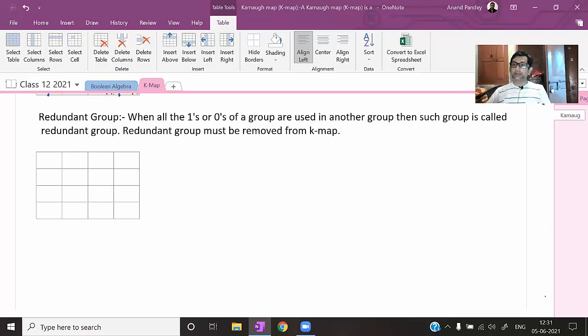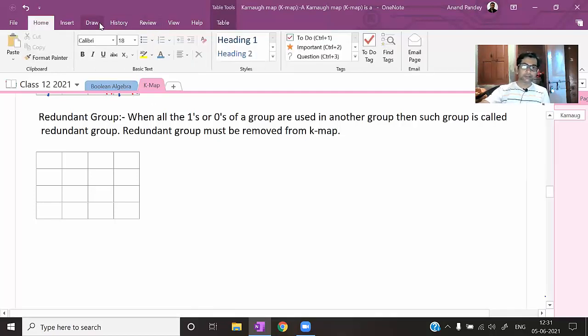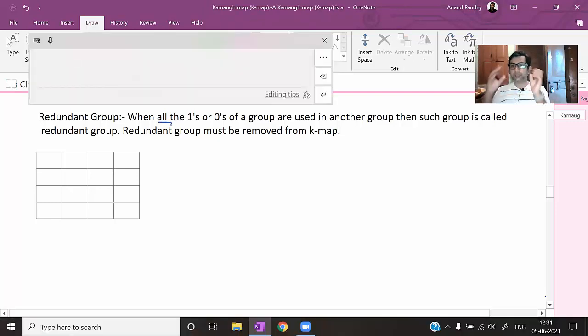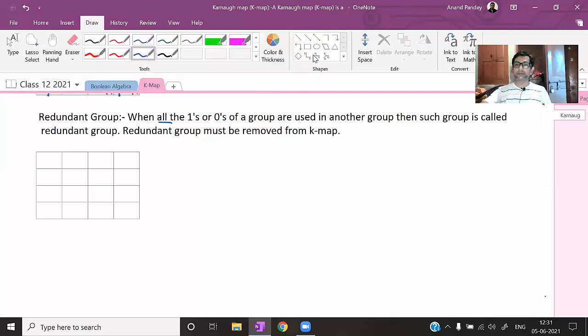In case of quad, you know quad has 4 ones or zeros. So in case of quad, if all 4 ones, all, I am emphasizing the word all. देखो यहाँ पे ध्यान देना. Please take this word all. Means चारों वन. अगर क्वाड के केस में चारों वन अगर किसी दूसरे ग्रुप में यूज हो गए हैं, then that quad will be called a redundant group.